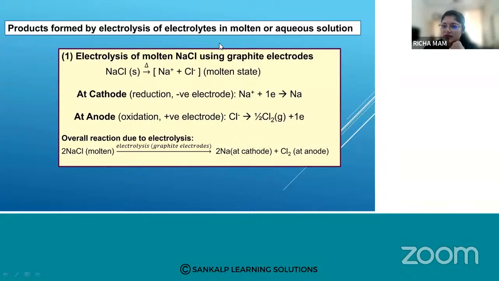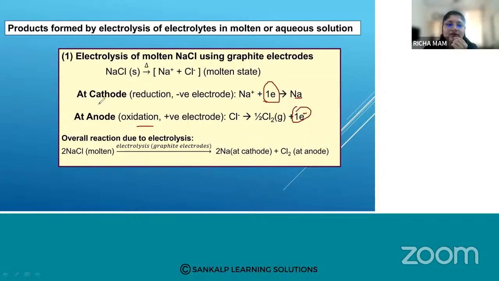When you put the external source, what will happen? Reaction takes place. At the cathode, that is the negative electrode, reduction happens. Reduction is nothing but gain of electrons. You can see by the reaction, Na+ plus one electron is gained and you get Na. And at the anode, which is a positive electrode, oxidation takes place. Cl minus gives you half Cl2 gas plus one electron, so one electron is lost.